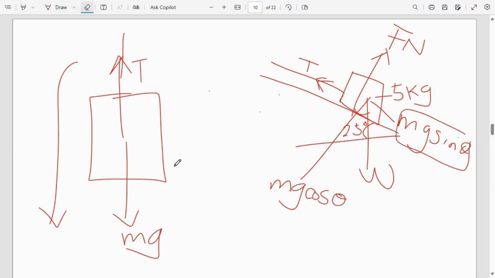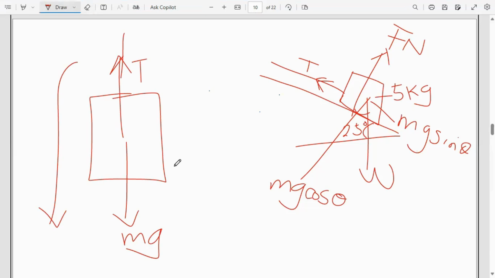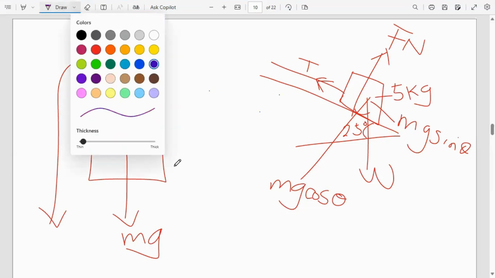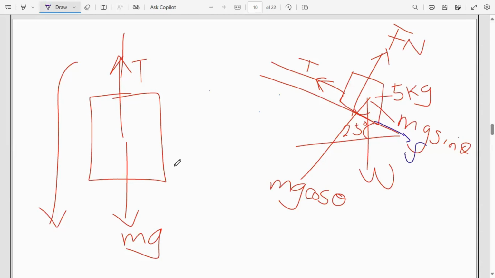Oh, I forgot one force on this diagram. They mentioned there is friction. Let me just put it in here. There's also a frictional force. Okay, so these are the forces.